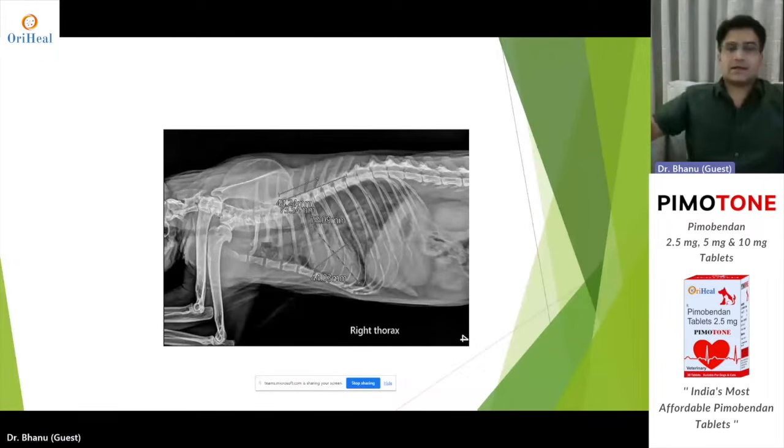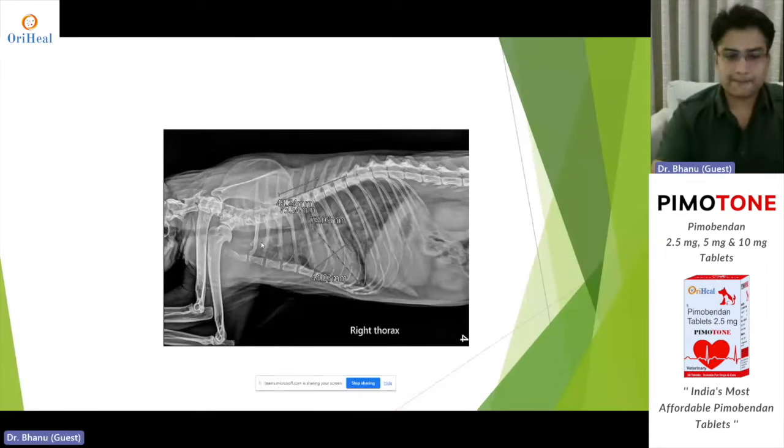This is another cat. This is a different cat. This was a cat again with HCM, and when it came to us, it was having tachypnea, dyspnea, and we did the auscultation. There were crackles which were heard. Then the X-ray again showed interstitial alveolar pattern, as you can all appreciate in this X-ray as well. The cardiogenic pulmonary edema is quite evident in this.